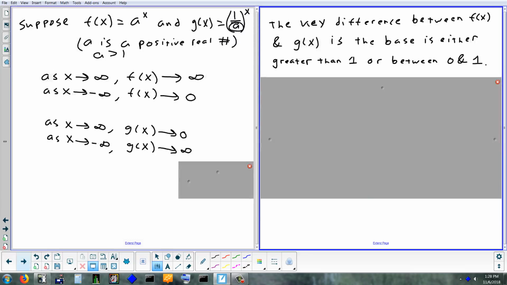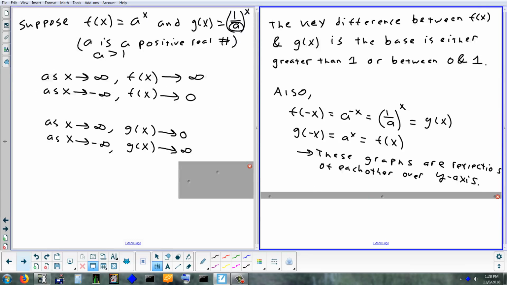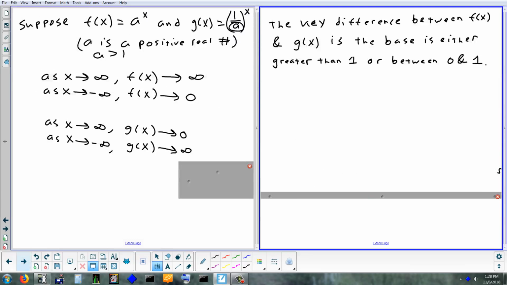Okay. So the key difference, we just summarized it. Greater than 1, you get exponential growth. Between 0 and 1, you get decay. What if the base is negative? I already told you it never will be. We're not going to do that. So any questions on that? You'll see more with growth and decay when we get towards the end of the lesson.